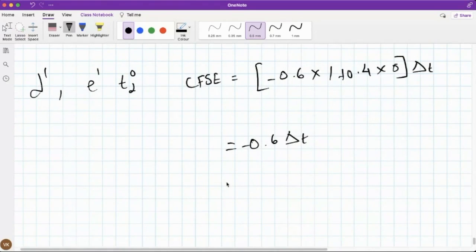So you can also convert it into terms of delta naught. For that, minus 0.6 delta T should be replaced by 4 by 9 delta naught, which will be around minus 0.27 delta naught. So like this, one can interchange from delta T to delta naught.